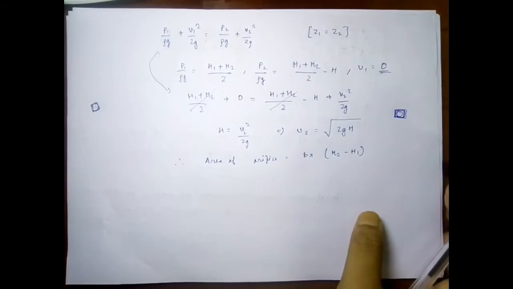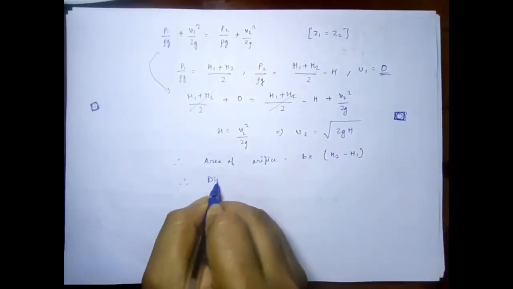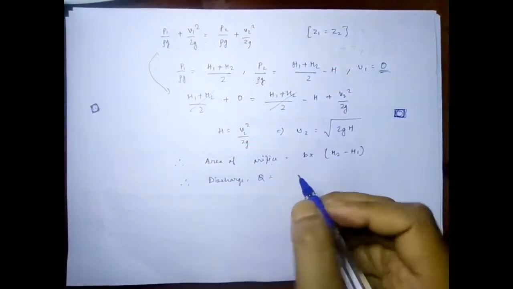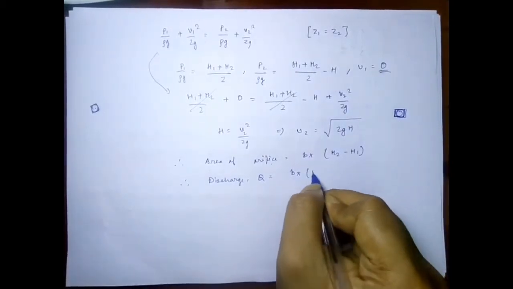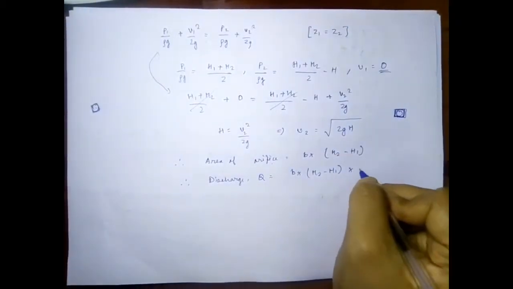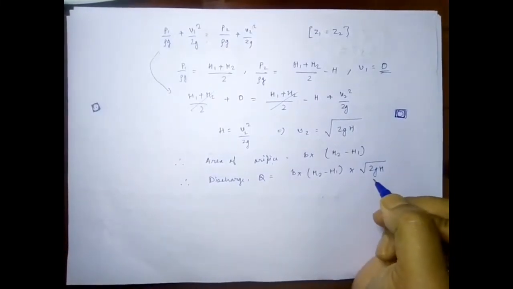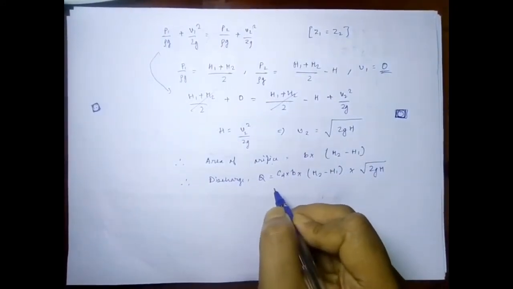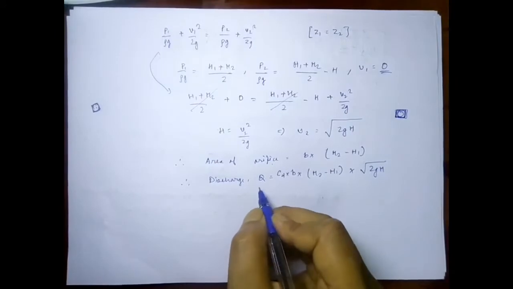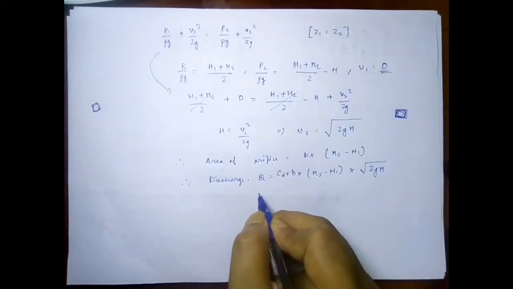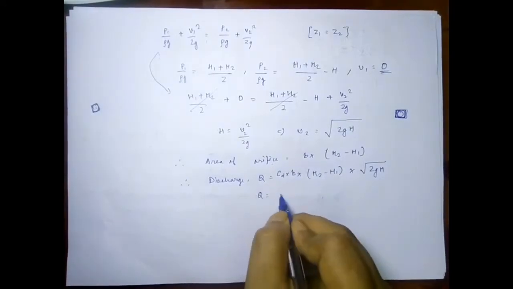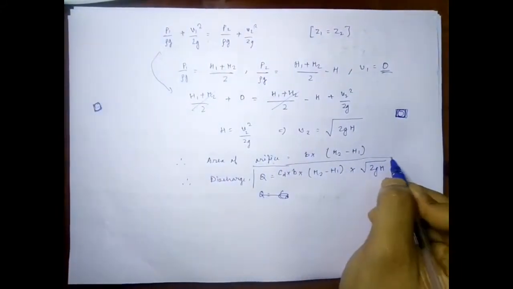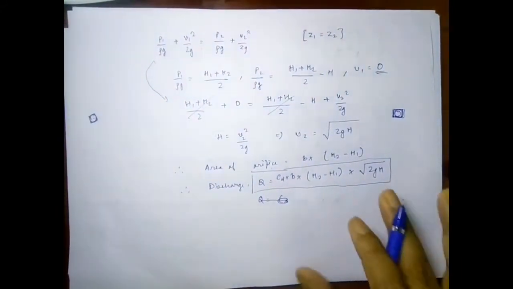So on obtaining the area of the orifice, I can say discharge Q will be equal to area times velocity, and that is B times H2 minus H1 times root 2GH. And let us introduce the coefficient of discharge CD, and therefore on simplifying this one, I can say that Q is equal to CD, and this is okay. Let's just keep it like this. This is the equation of flow through an orifice.